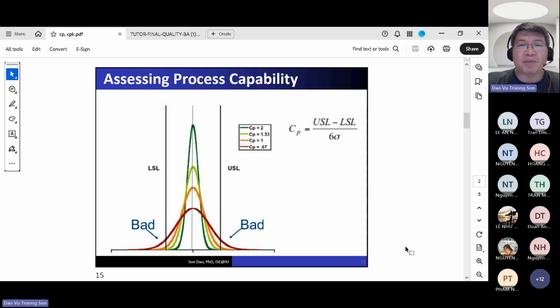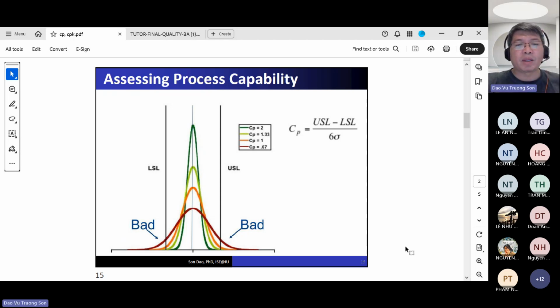So what does it mean? For the case of dark green, CP is greater than 1. This means the spread of what we can make is narrow; you can see that in the dark green case, the distribution is very peaked. CP greater than 1 means the distribution is more peaked. CP less than 1, the distribution is more flat.